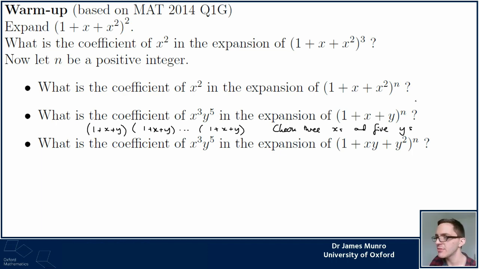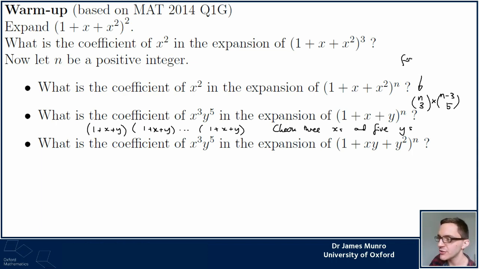This is going to be, I think, n choose 3 for the number of ways to pick 3 brackets to give me x's. I'm going to choose 3 brackets to give me x's, and then whatever choice I make, I've got n minus 3 left over, and I need to pick 5 of those to give me a y. So I think it's this, which I've done quite quickly, to say I need to choose 3.